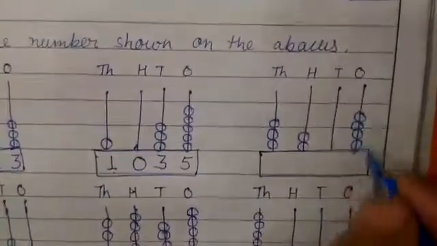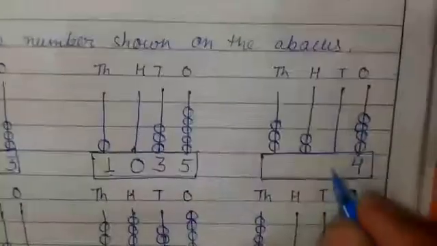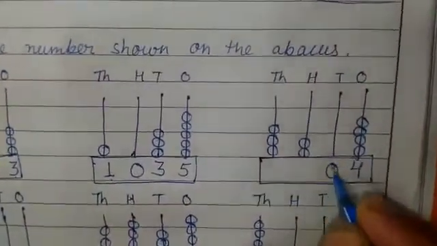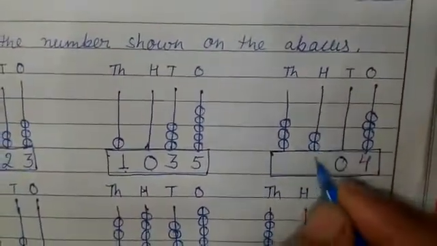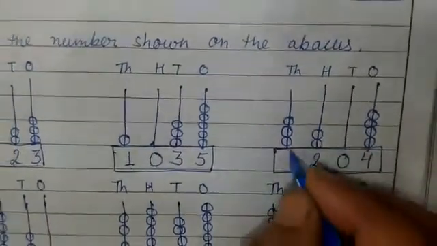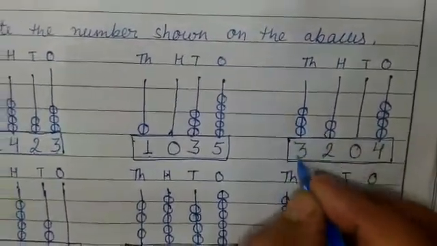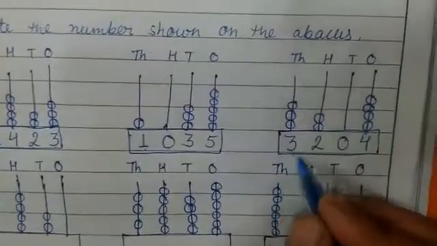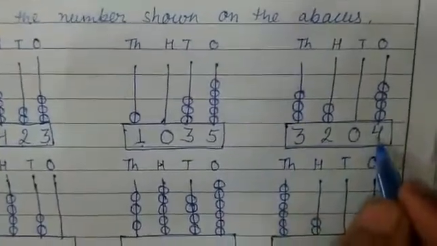Okay. Now same as before. 1, 2, 3, 4, 4 in ones place. No beads in tens, so you mention 0. In hundreds place 1, 2. And thousands place 1, 2, 3. So you write here 3. The number is 3,204. Okay. These 3 are your homework.